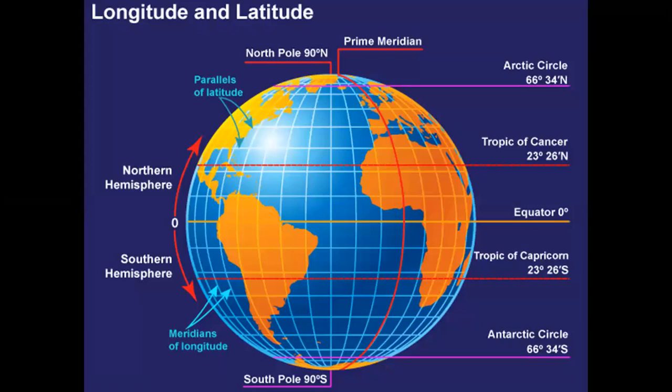The detailed image of longitude, latitudes, the prime meridian you can see over here, the red line. You can find the different circles, that is the Arctic Circle, Tropic of Cancer, equator at 0 degree. Then you can find the northern hemisphere, southern hemisphere. You can find the South Pole over here, Antarctic Circle, Tropic of Capricorn. A very important image which helps us to find out the location and time of a place.